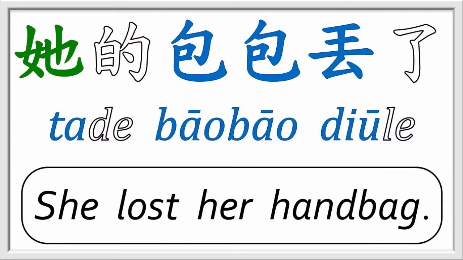Another scholar repurposed an obsolete character for sister as the third-person feminine singular pronoun she and her in today's lesson. No distinction is made in pronunciation, so all third-person singular pronouns, male, female, and neuter, are pronounced ta in Mandarin. For example, she lost her handbag. 她的包包丢了. This could also be translated as somebody lost her handbag, depending on the context.